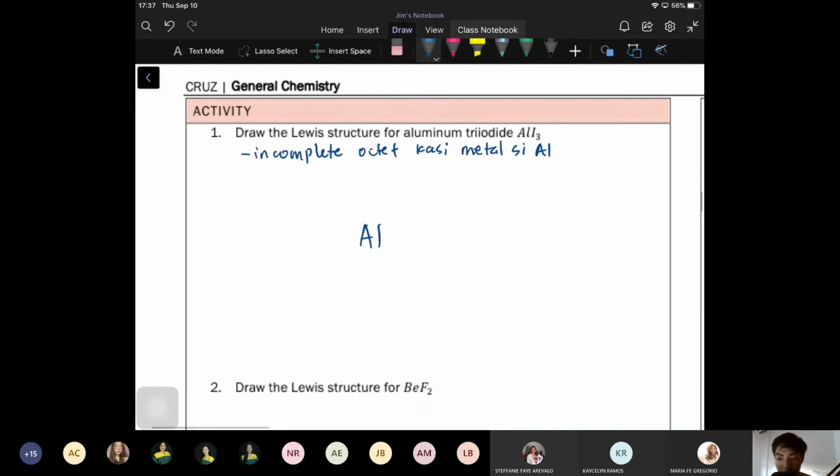Aluminum, ilang dots? 3. Kasi group 3 yan, di ba? So, 1, 2, 3. 3 dot. Si iodine, group 7 yan. So, ilang dots? 7. 1, 2, 3, 4, 5, 6, 7. Ay, sumobra. Dito pala sa baba. 7. 3 iodine, no?